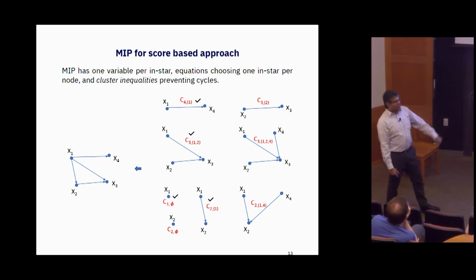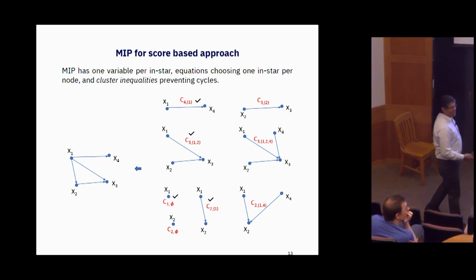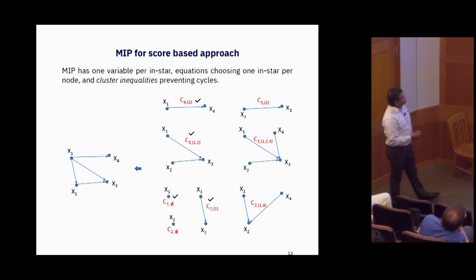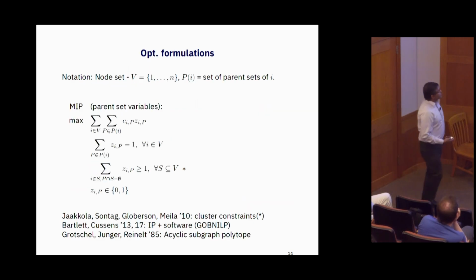And Jay wanted me to talk about binary variables. Here are the binary variables: decision variables, whether or not you're choosing an instar to be present in a graph. 1 if you choose it, 0 otherwise. What sort of constraints will force an acyclic graph?